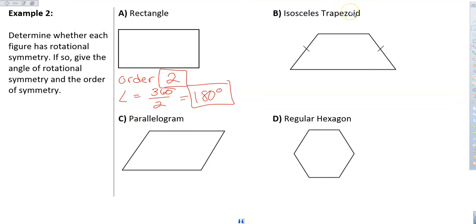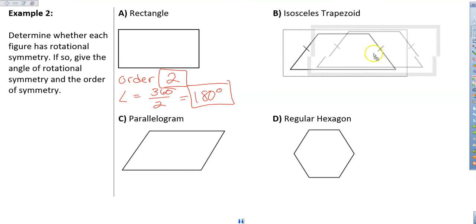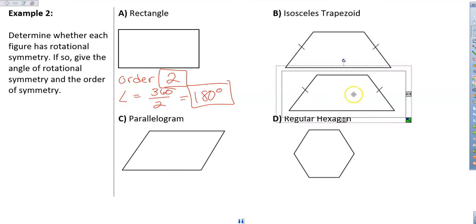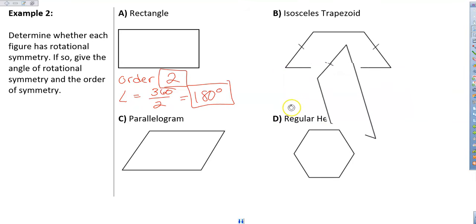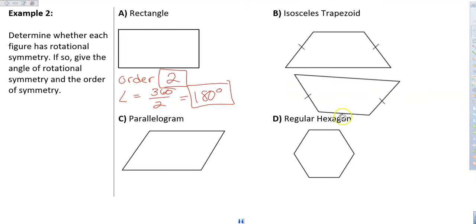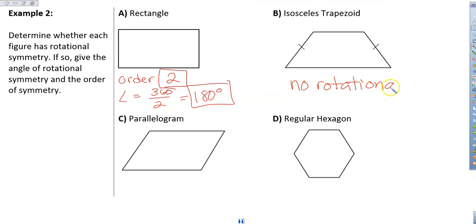If we look at the next one, I have an isosceles trapezoid. So I'm going to take this one and start turning. No. There's 180. I spun 0 to 180 without having it match up. So that being said, there is no rotational symmetry with an isosceles trapezoid. So that means there's no order and there's no degree.